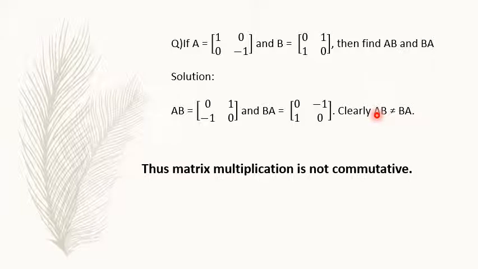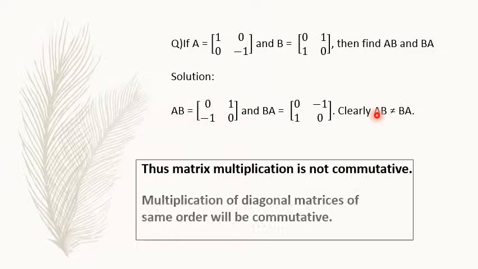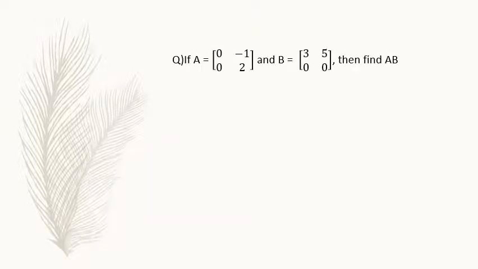In the previous video, we saw that matrix addition is commutative, but matrix multiplication need not be commutative. But there exists a condition. The multiplication of diagonal matrices of the same order will be commutative. Here is another question. Two matrices A and B are given. You need to find AB. Do it yourself and check the answer.